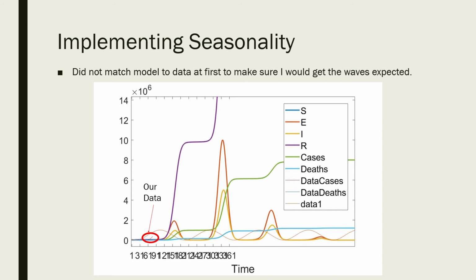In this figure, you can see where the data starts in relation to the sine curve, shown in the red circle. So because the Spanish influenza started so much later than the coronavirus 19 did, I knew that there would be a different outcome when I fitted the model to the data.